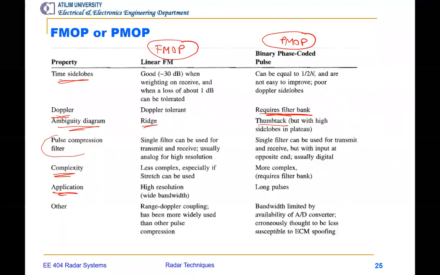And application: for high resolution applications, like trying to image something, FMOP might be better. If we need to transmit long pulses, then we use PMOP. There are some others listed here, so you can take a look at the textbook, where there is a discussion on FMOP and PMOP. Okay, that's the end of the lesson, end of the semester.